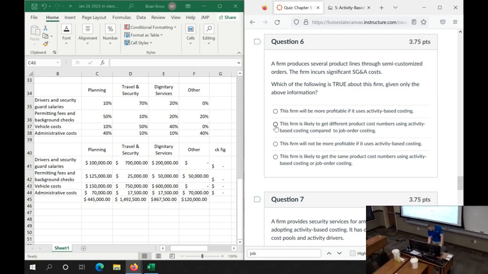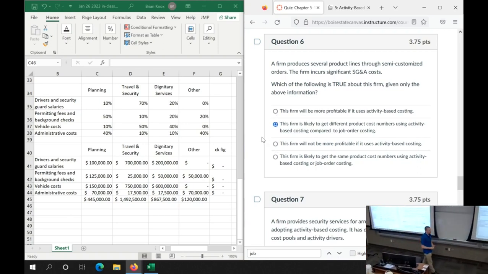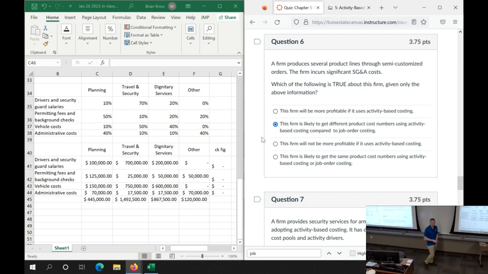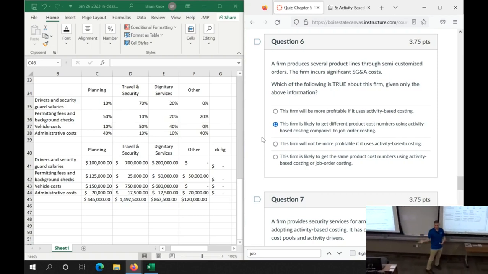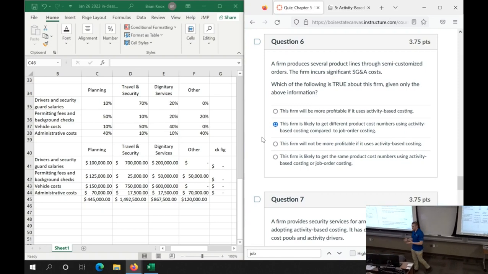So I want to answer this one, and I'll tell you why I'm throwing these two out. Because we don't know enough to know if it's going to be profitable to incorporate ABC. The sales pitch of ABC is more accurate. But it costs a lot to implement. A lot being relative, of course. But it costs a certain amount to implement.